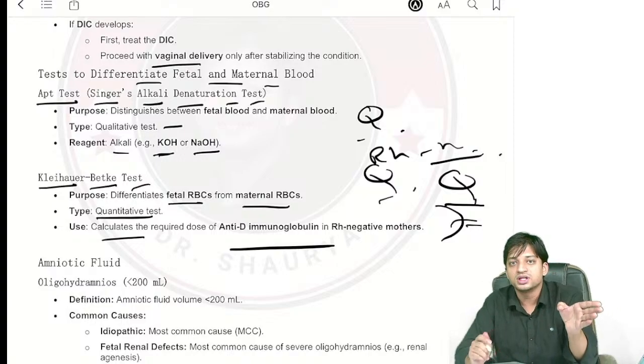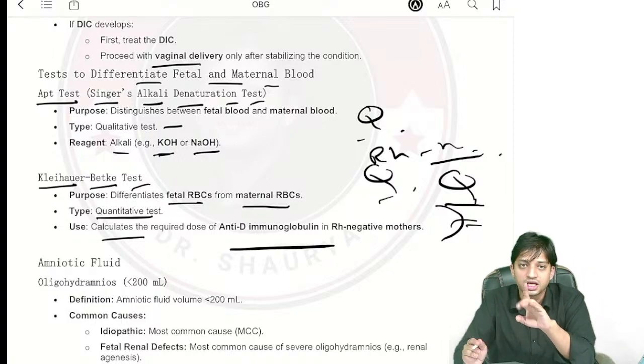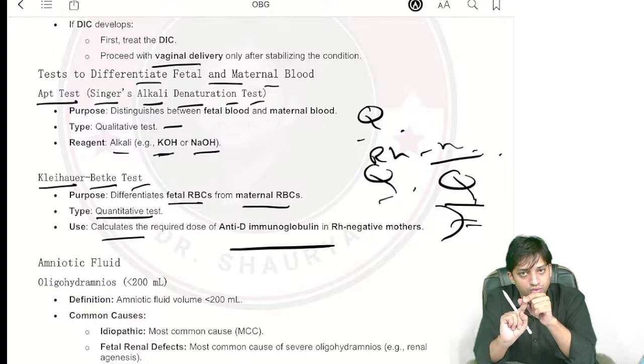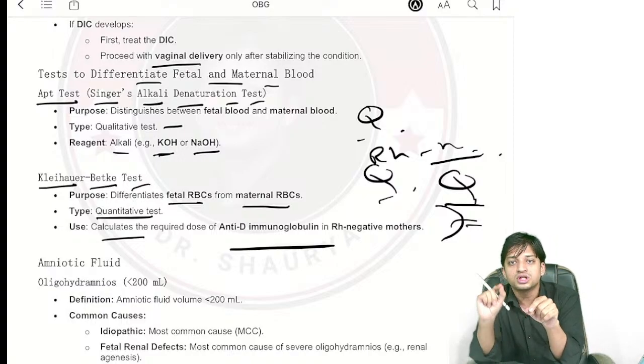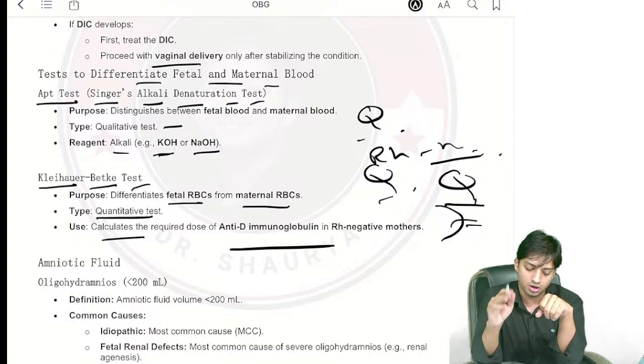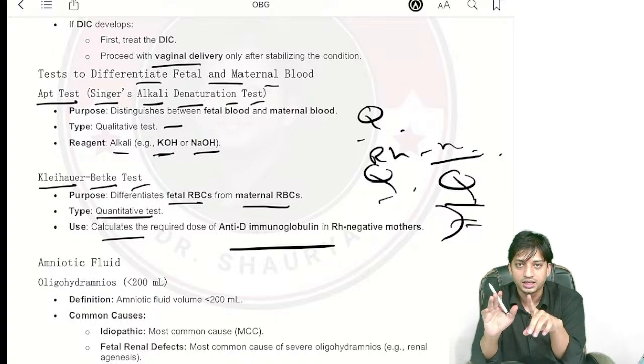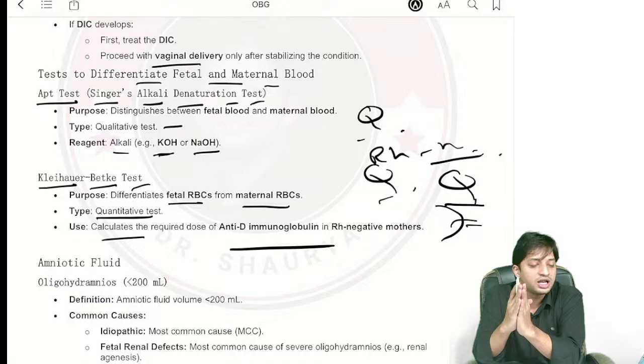Mothers, Rh negative mothers having Rh positive babies. In this case, you have to calculate the anti-D immunoglobulin, and that is why you will use the quantitative test or KB test or Kleihauer-Betke test, right? Done. This helps in differentiating the fetal RBCs from the maternal RBCs.